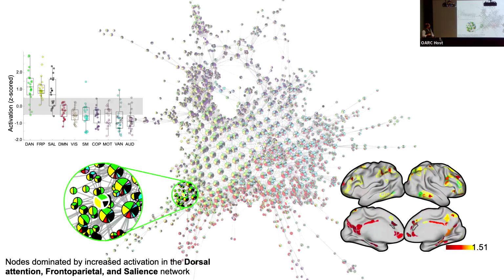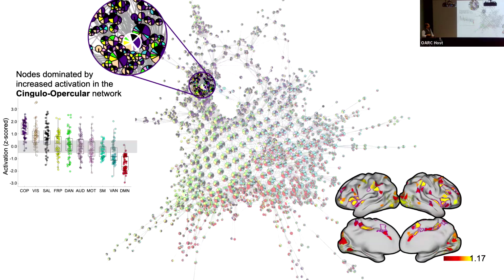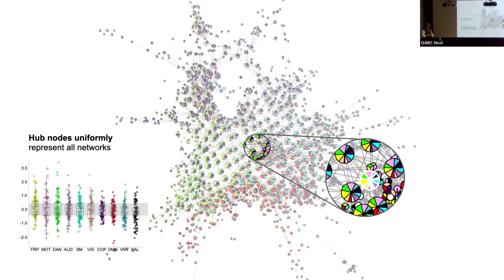Frontoparietal was kind of cool because apparently frontoparietal and salience like to hang together in this particular subject. And this is the negative part that you were asking about, so the other one goes down. You look at them as well. But hub was the coolest, like this uniform rainbow, where there is more or less equal representation of all networks.